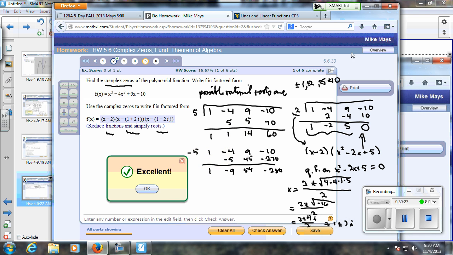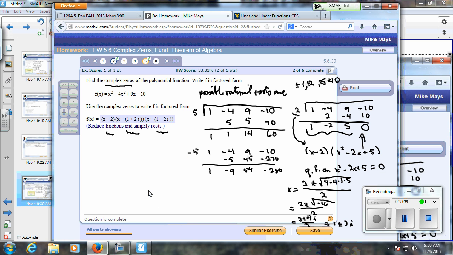Good. I think that's all they asked for here. Let's see. Similar exercise, so we've got all parts showing. That's good. Let's try one more of these, and then we'll call it quits.